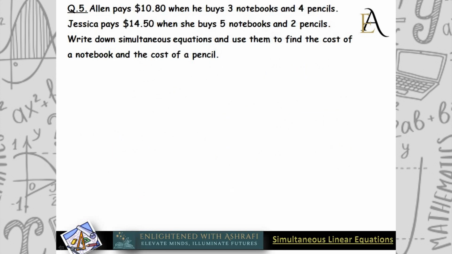Alan pays $10.80 when he buys 3 notebooks and 4 pencils. Jessica pays $14.50 when she buys 5 notebooks and 2 pencils. Write down simultaneous equations and use them to find the cost of a notebook and the cost of a pencil. So here we see Alan and Jessica both have purchased notebooks and pencils. The number of notebooks purchased by Alan is 3 and pencils are 4. Jessica purchased 5 notebooks and 2 pencils.